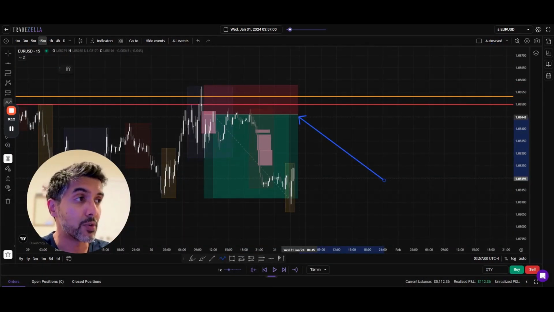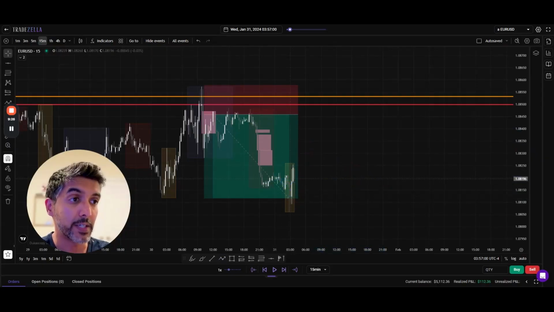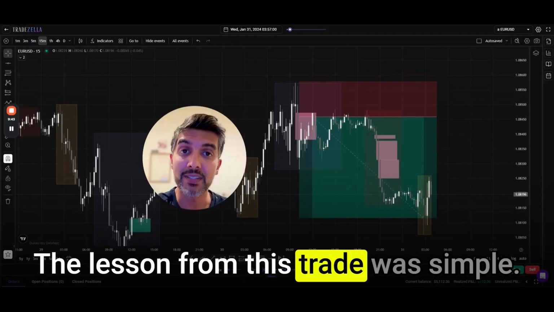And thankfully, the thesis holds because we can see that during Asia session, price once again visits this key level to collect more orders before aggressively moving down. We range a little bit more, but London session brings us back to our take profit for a nice clean win. The lesson from this trade was simple.